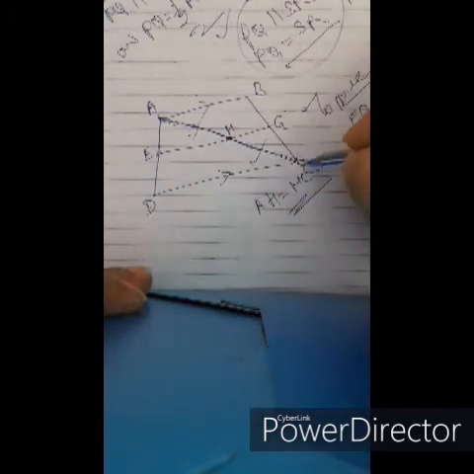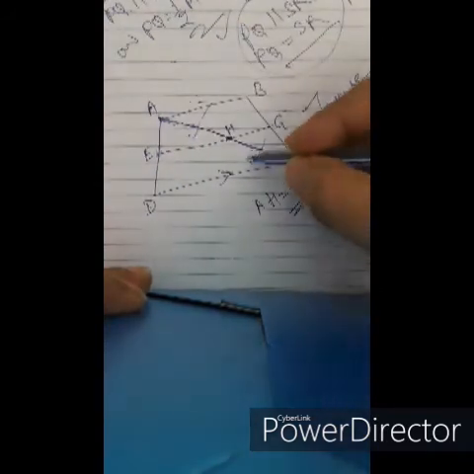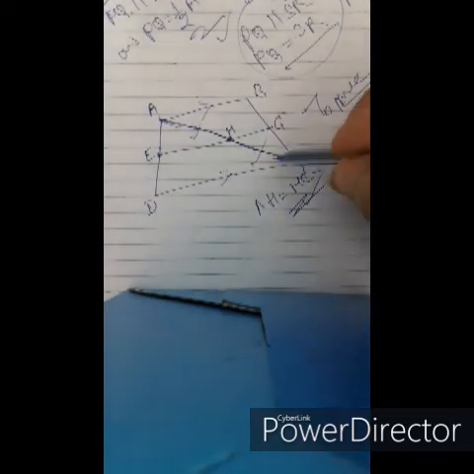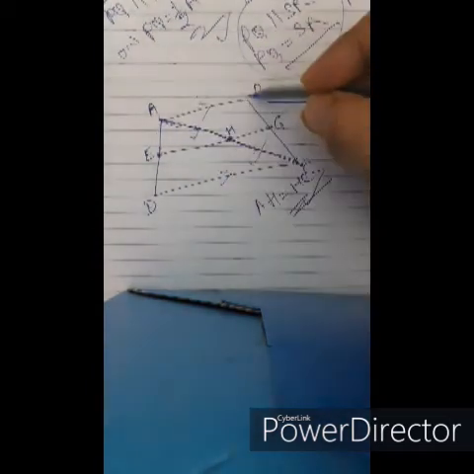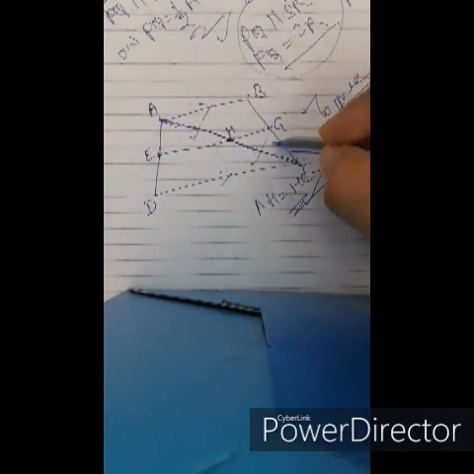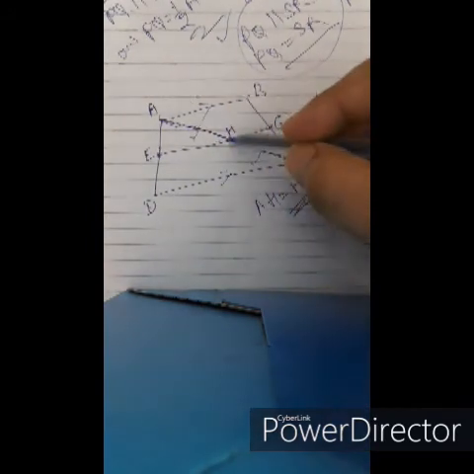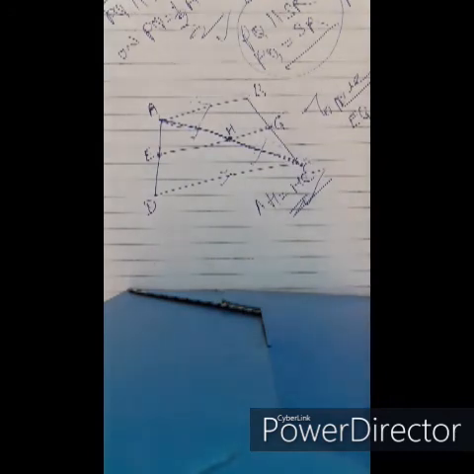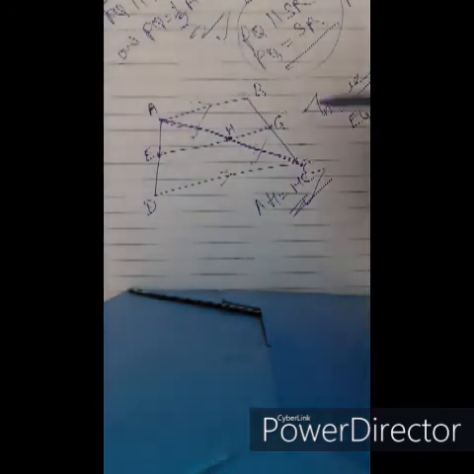Again, we take triangle CAB. H becomes the midpoint of AC since AH equals HC and HG is parallel to AB. Therefore, we get BG equals GC.